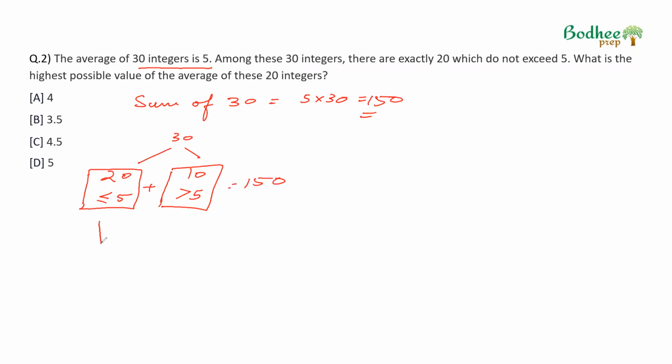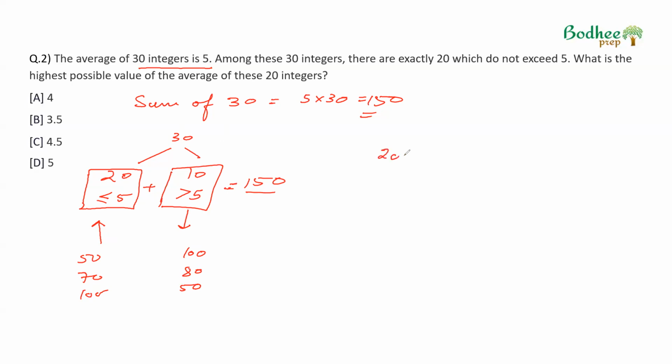We want this group to have the highest value possible. Since the sum of the two groups is constant, if we want to maximize the value of one group, the value of the second group has to be minimized. As the value of this group increases, the value of this group has to go down so that the sum remains constant. For example, if this is 50, this will be 100. If this goes up to 70, this will go down to 80. If this goes up to 100, this will go down to 50.